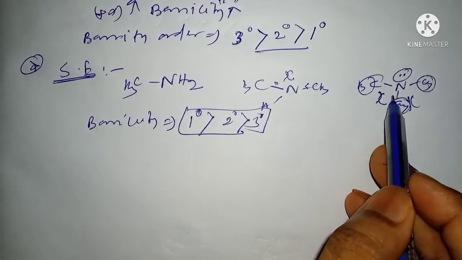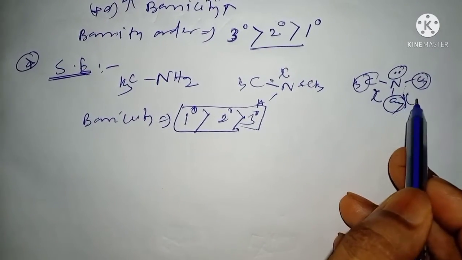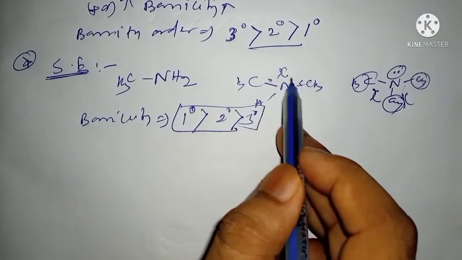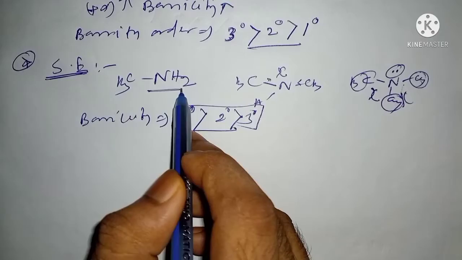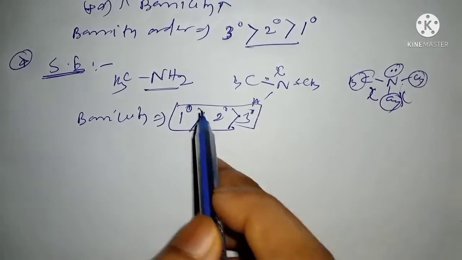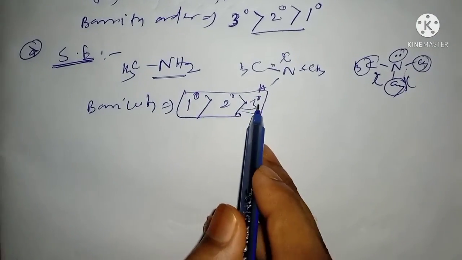In a 3 degree amine, there are 2 CH3 repulsions. In a 2 degree amine, there is 1 CH3 repulsion. In a 1 degree amine, there is no CH3 repulsion, so no repulsion, and lone pair donation ability increases. So 1 degree is greater than 2 degree, which is greater than 3 degree.